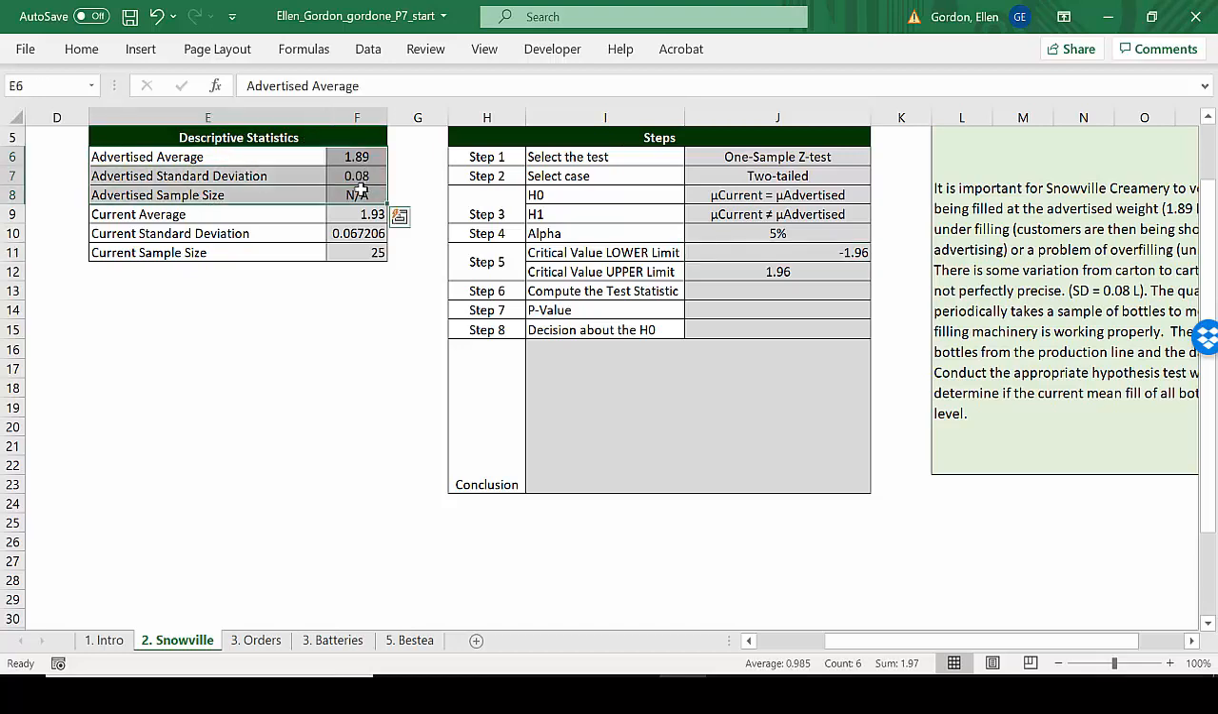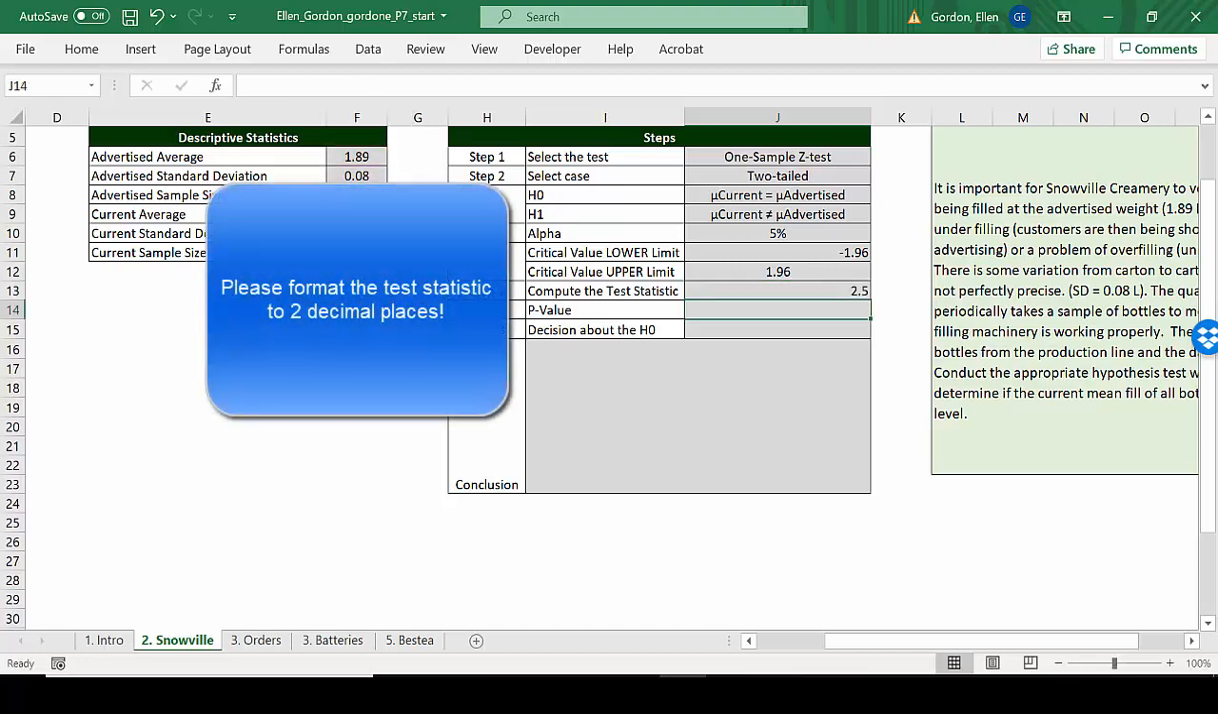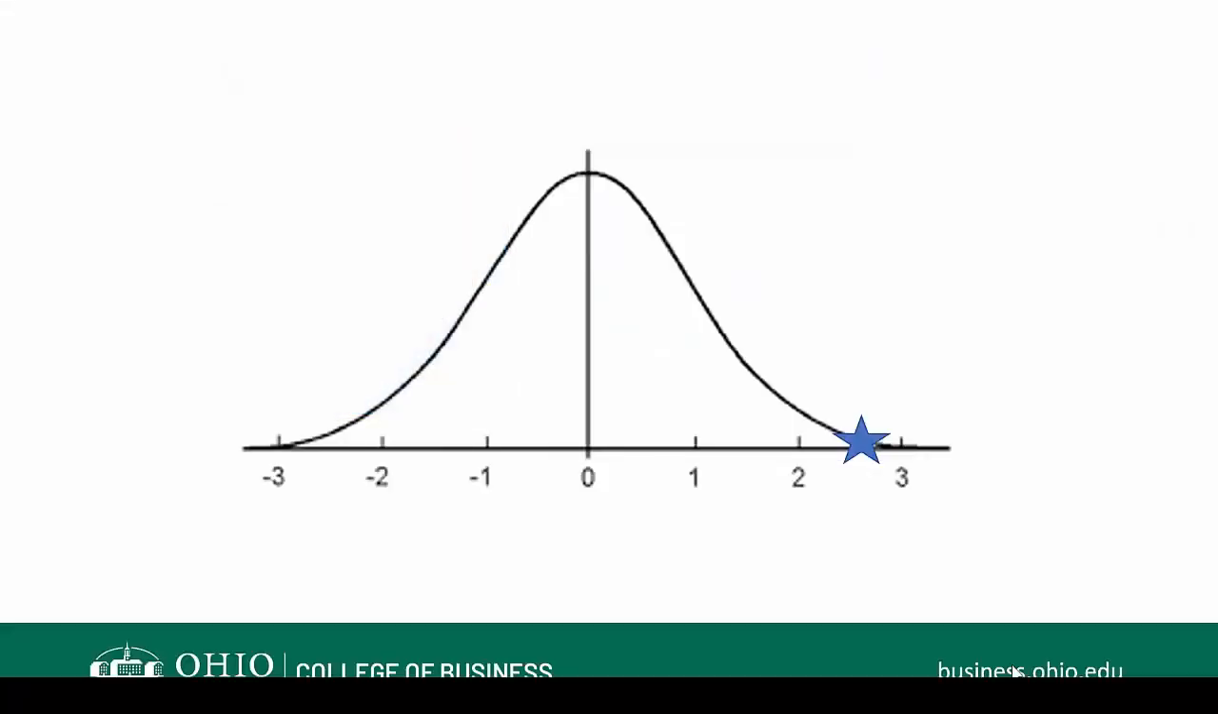The population information comes from the research description, and the sample statistics were computed using Excel functions. The formula for the test statistic is the sample mean minus the population mean divided by the population standard deviation divided by the square root of the sample size. And our test statistic is 2.5. Again, our test statistic is a z-score for our sample mean. The star denotes where it would fall on the standard normal distribution.